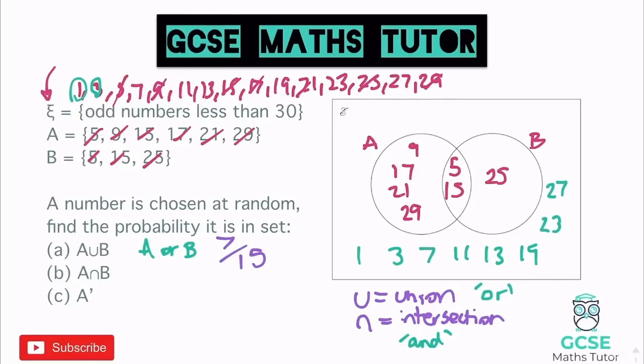It's the collection of everything within that land there. If you imagine it like a country, you've got the collection of all the numbers. So you've got 7 over 15, and that is the union of A and B.